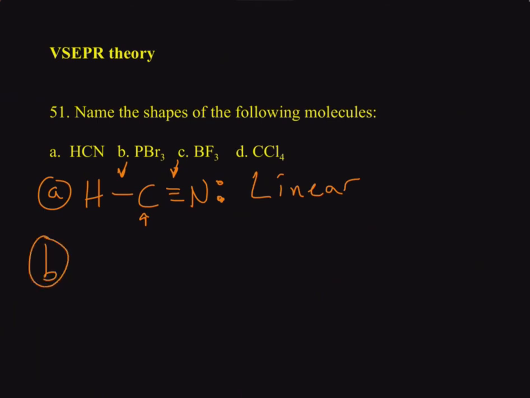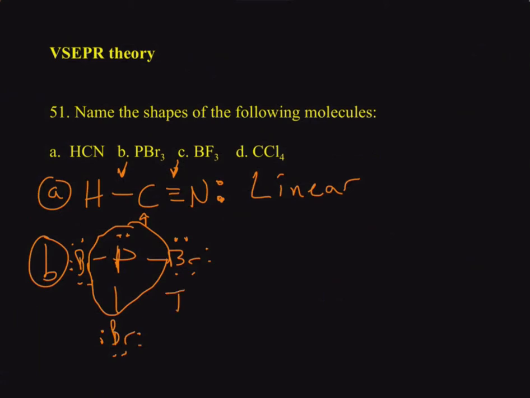For B, you're going to end up with a diagram that looks like this: PBr3. Each of the bromines is going to have 6 lone pair electrons. The phosphorus is also going to have a lone pair on the top here. 3 bond regions. Always for the shape, we're only looking at the center atom. So there's 3 bonds and a lone pair, and if you look that up on your chart, that is called a trigonal pyramidal shape.